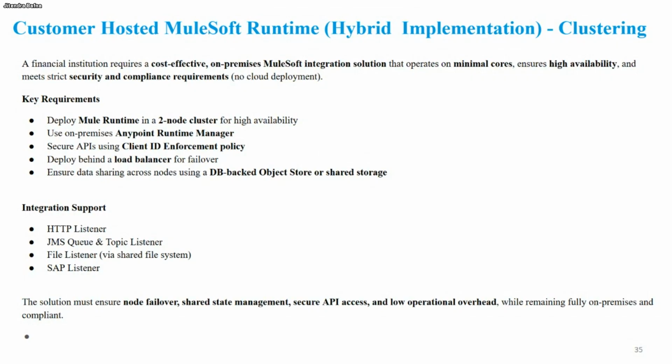The key requirements: deploy Mule runtime in a 2-node cluster for high availability, use the on-premises Anypoint runtime, secure the API using client ID enforcement, and deploy behind a load balancer. Ensure data sharing across the nodes using a DB-backed object store or shared storage. The integrations use HTTP listener, JMS queue, and file. The solution must support node failover, shared state management, and secure API access, with low operational overhead while remaining fully on premises and compliant. Any question? Can anybody tell me what I am going to use here?